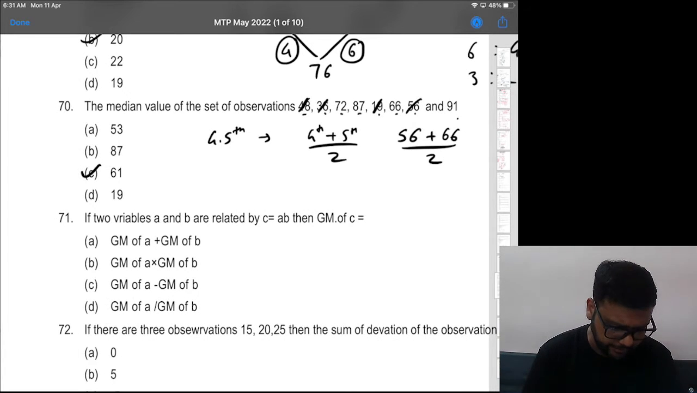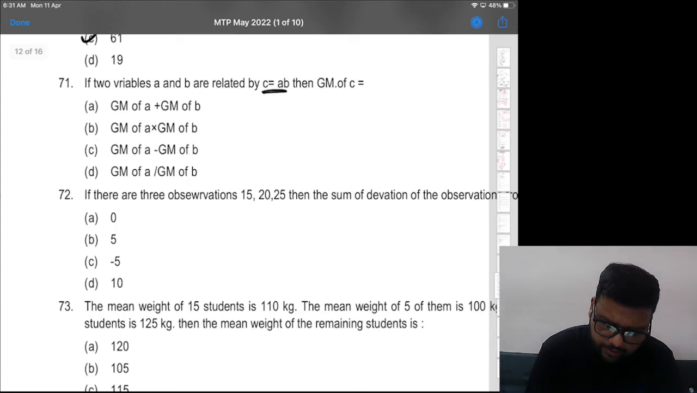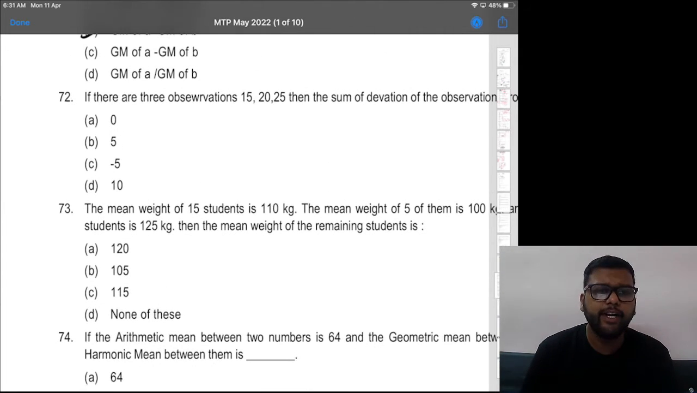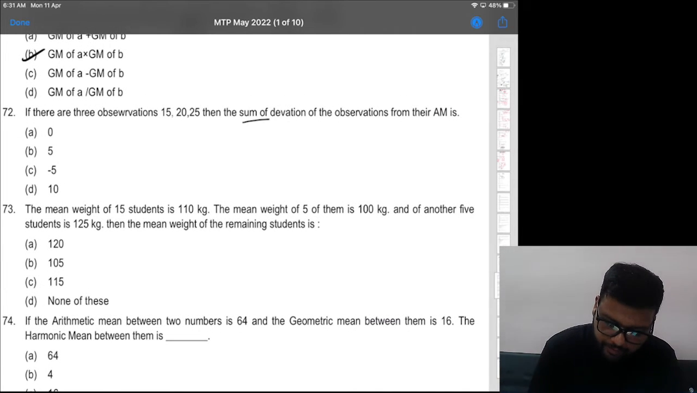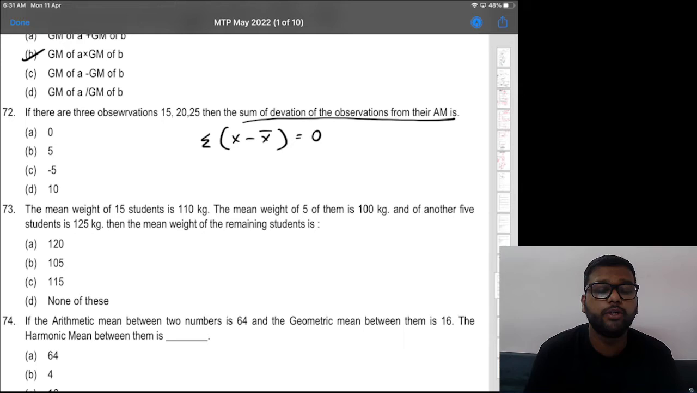Okay, next 71. If two variables A and B are related by C is equal to AB, then GM of C is equal to GM of A into GM of B. That is the basic property of GM, option B. 72. If there are 3 observations, 15, 20, 25, the sum of deviations of observations from their AM is always 0 if you know the properties of mean. So option A is the correct answer.